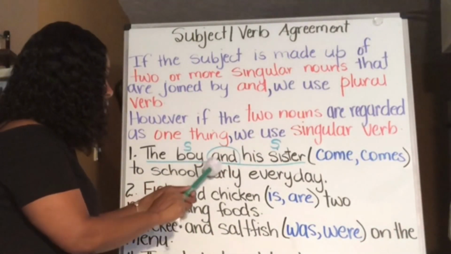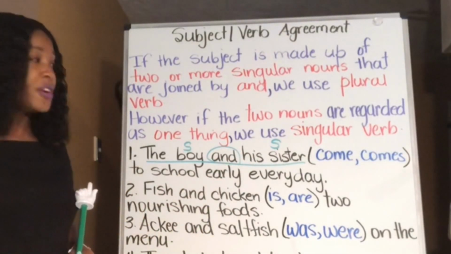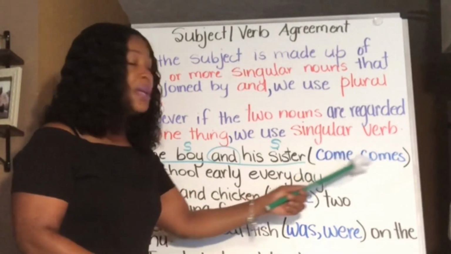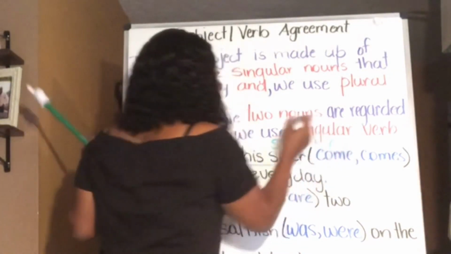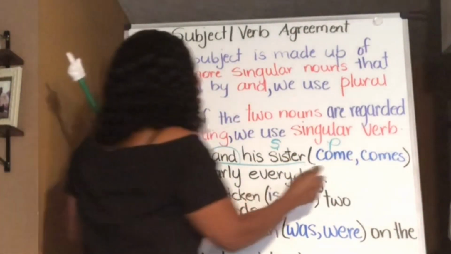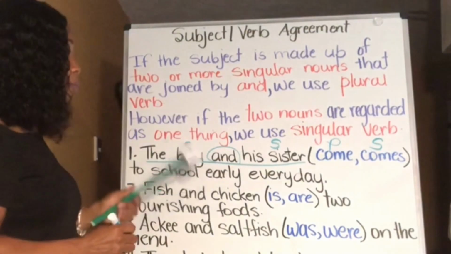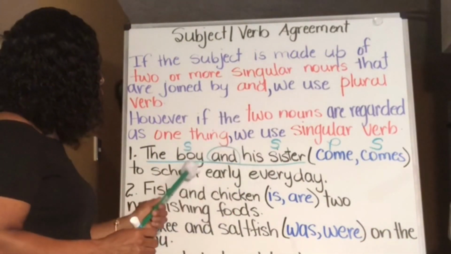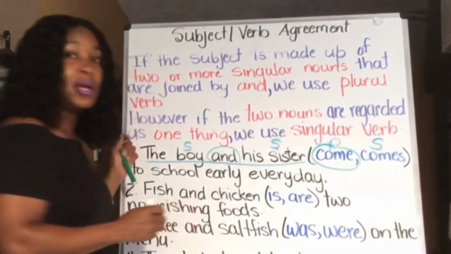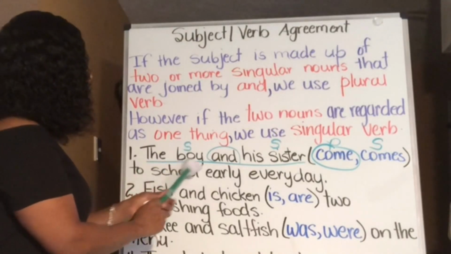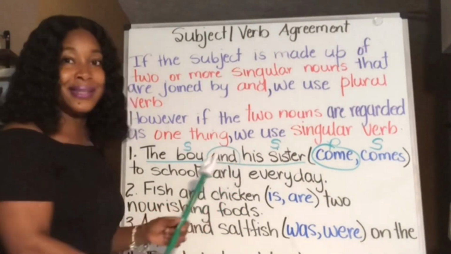So boy is singular and sister is singular. So we need the plural form of the verb. Now let us remind ourselves, come and comes, those are verbs. Now come is the plural form of the verb without the S, and comes is the singular form of the verb. It has the S. So if we're going to choose plural because boy and his sister are joined by and, then our answer would definitely have to be come. So the boy and his sister come to school early every day.